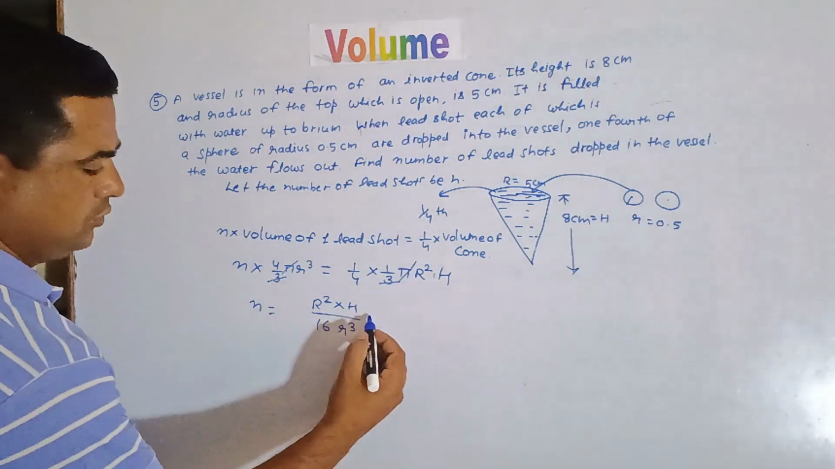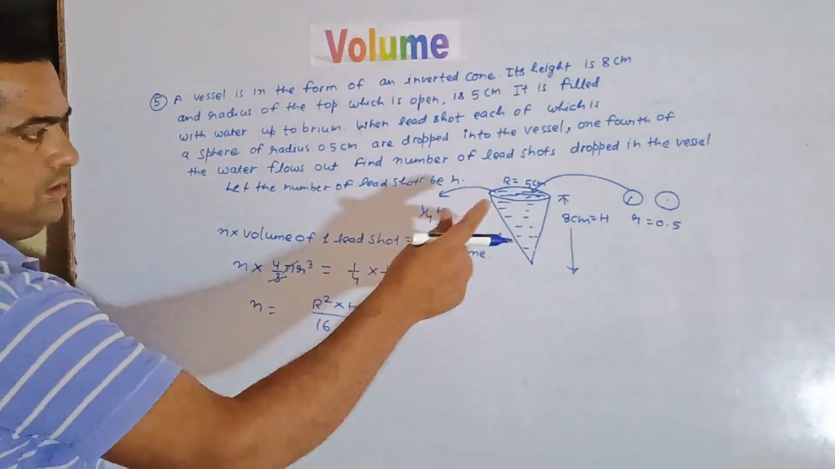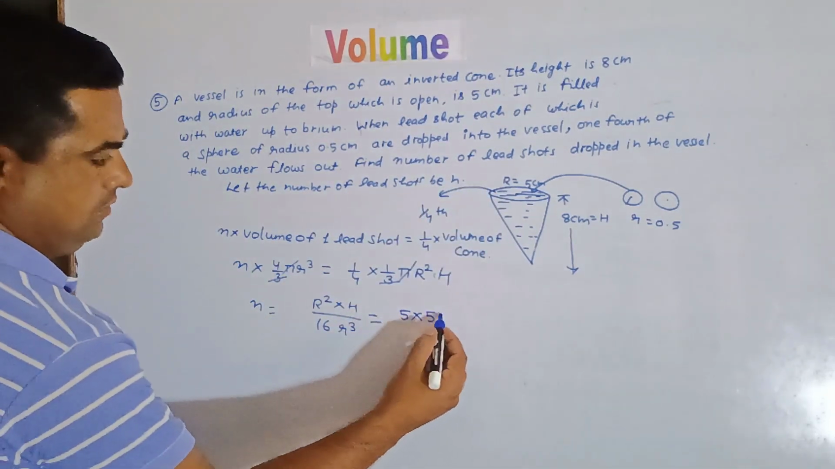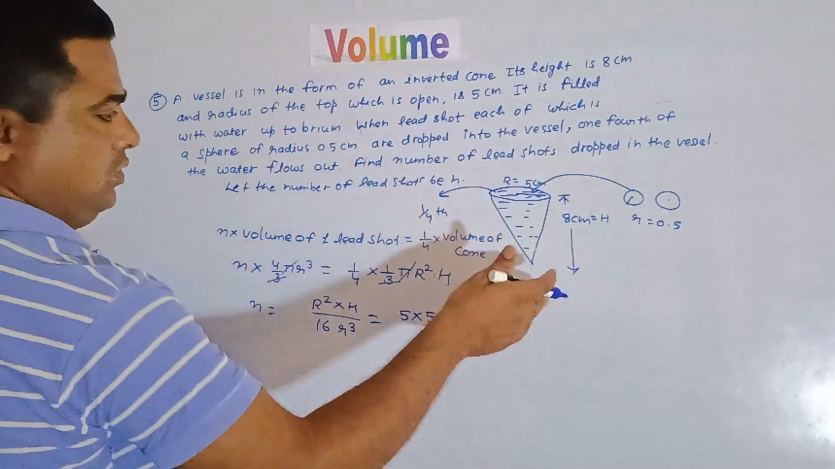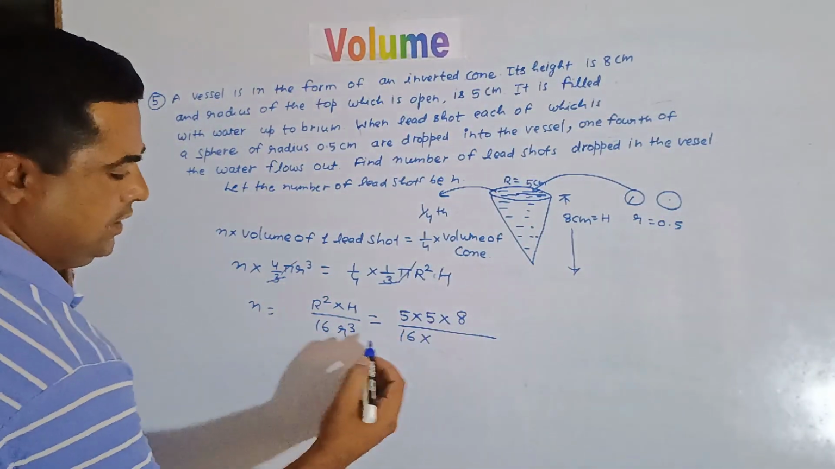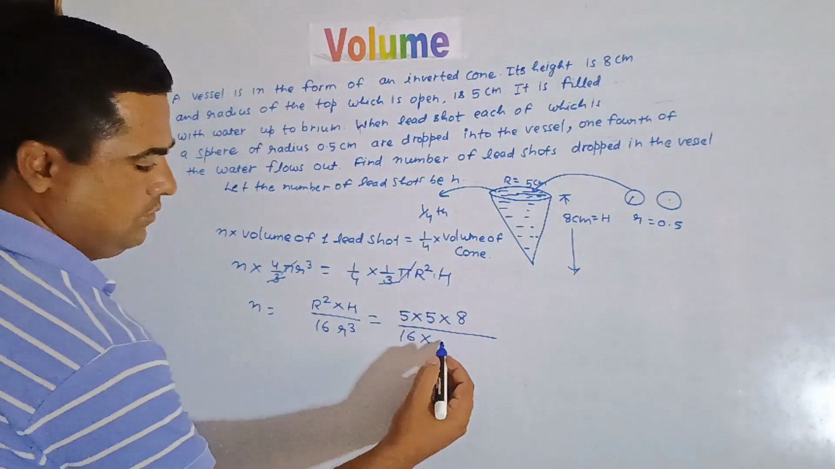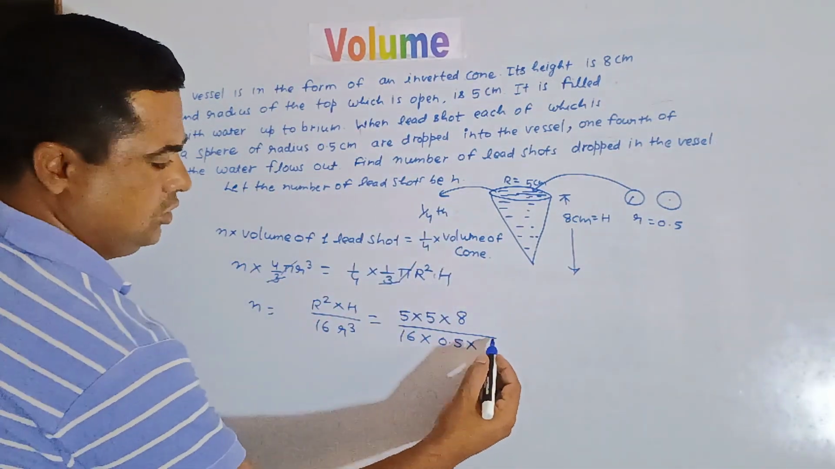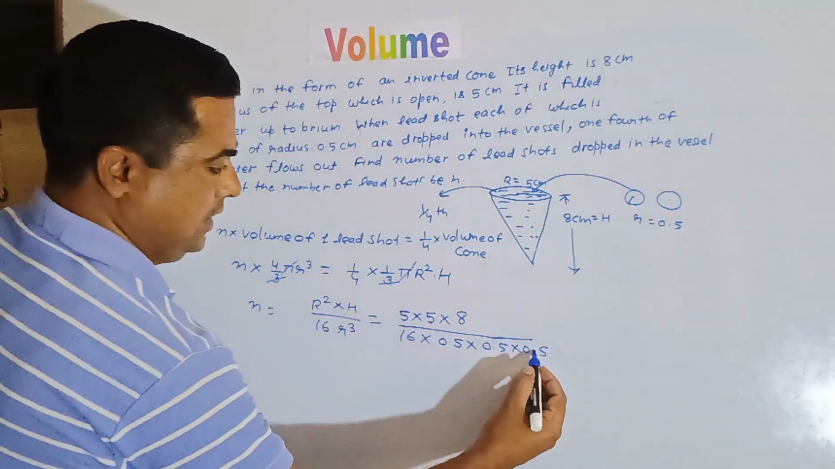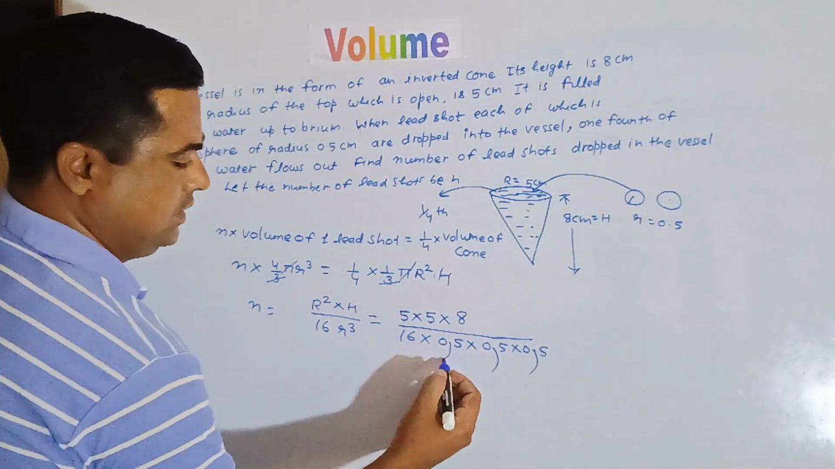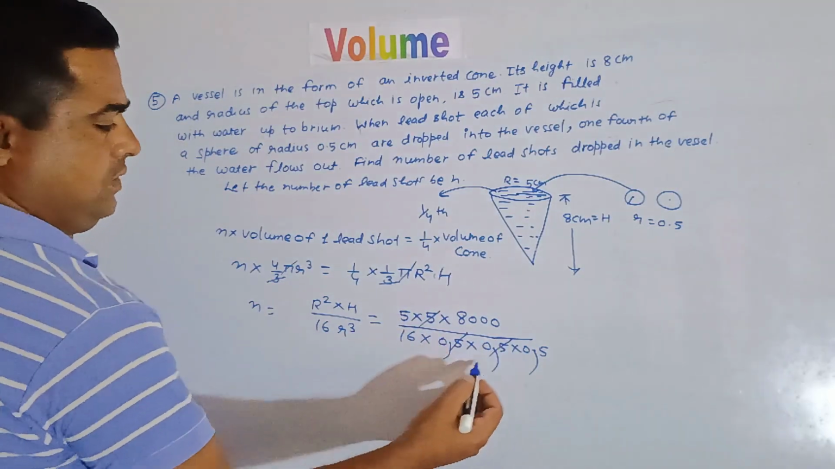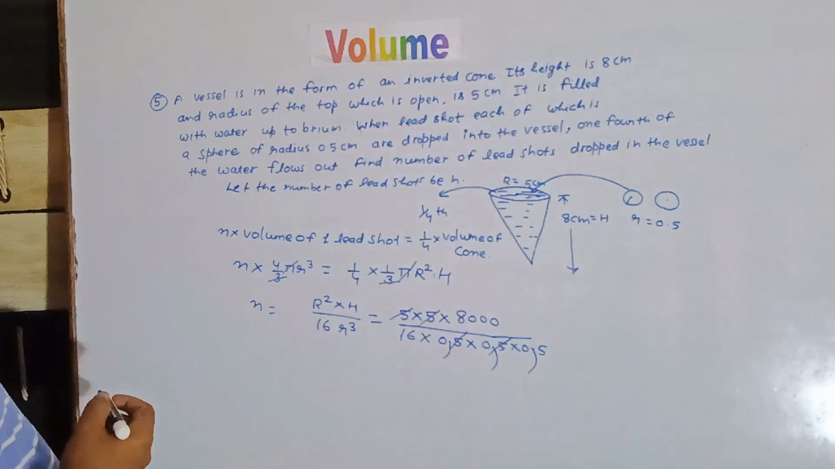Students, we will put all the values here. What is the value of capital R? This is given here. Capital R is 5. 5 square means 5 into 5. And what is the height of the cone? This is 8, over 16 into small r. This is 0.5. Cube means we will write here 0.5 into 0.5 into 0.5. Correct? We are removing these 3 points, we are adding 3 zeros. 5 cancels out, 5 cancels out.